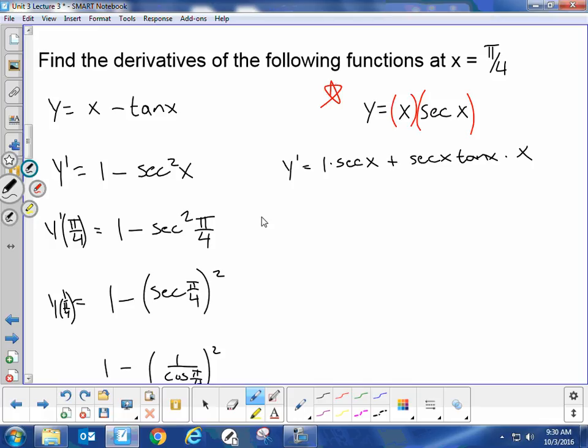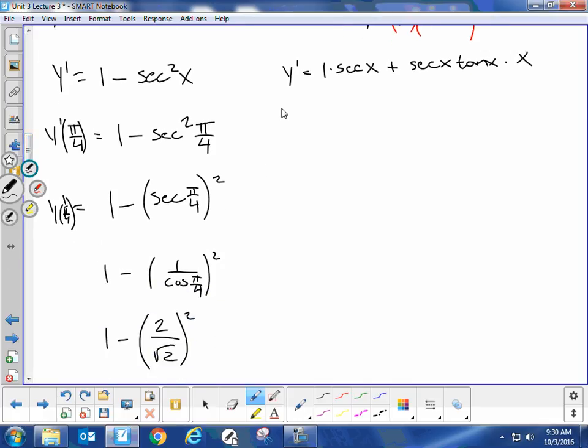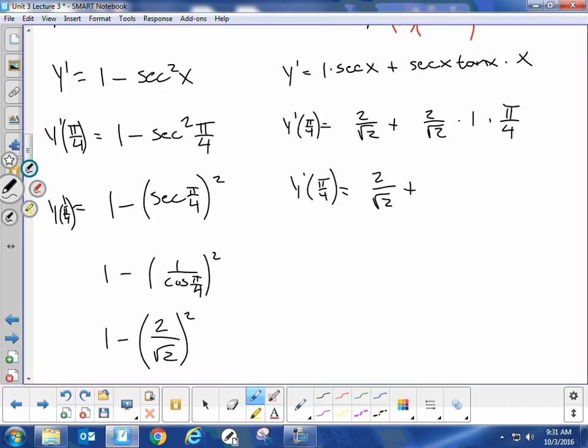We know the secant of pi over 4 is 2 over root 2. We found that out earlier. So y prime of pi over 4 is equal to 2 over root 2 plus 2 over root 2 times tangent of pi over 4, which is just 1, and then I have a pi over 4 here. So I end up with this funky looking derivative. However, it is the correct tangent slope: 2 over root 2 plus 2 pi over 4 root 2. This could be simplified to pi over 2 root 2. I could give it a common denominator, and I could simplify that.